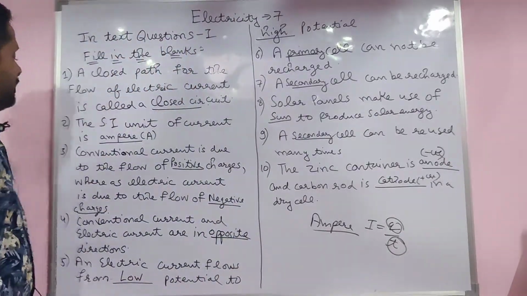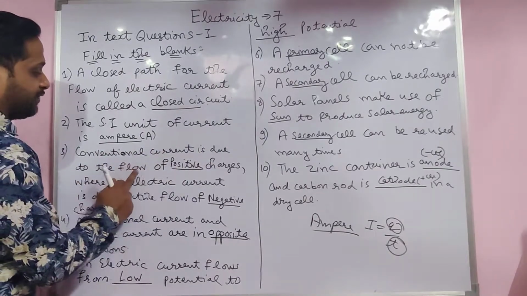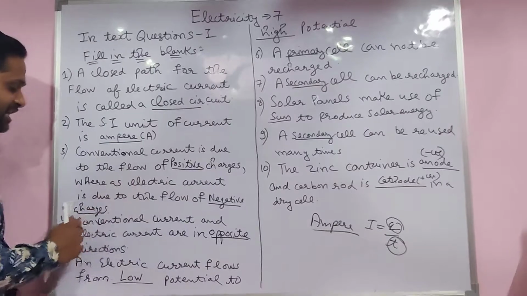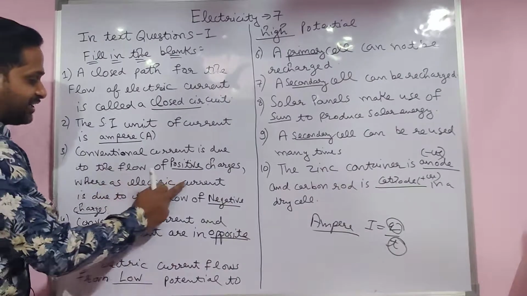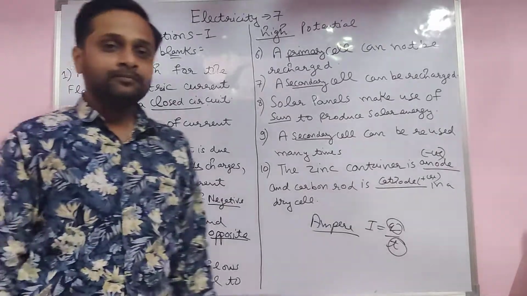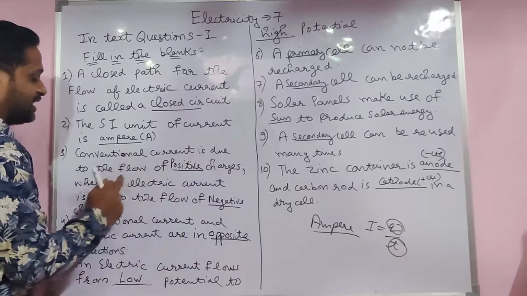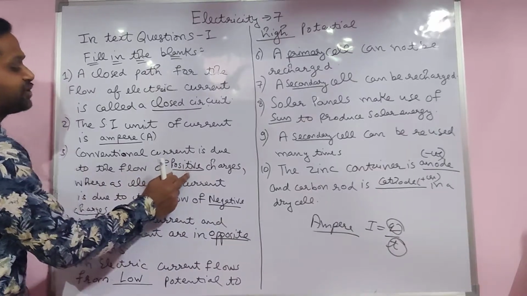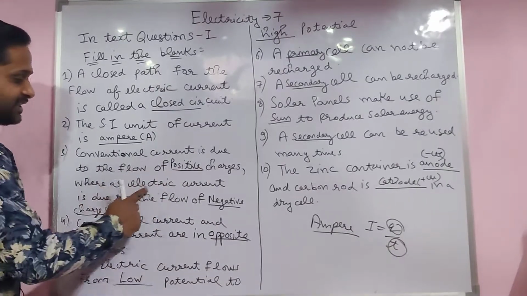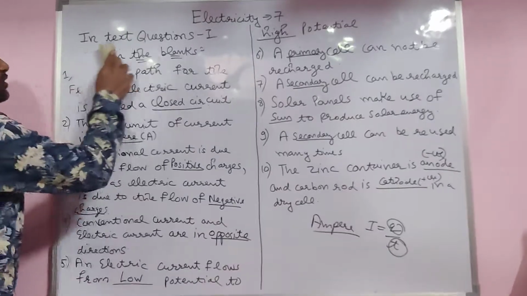Third, the conventional current is due to the flow of a dash charge, whereas the electric current is due to the flow of a dash. Students, the answer is: the conventional current is due to the flow of positive charge, whereas the electric current is due to negative charge.